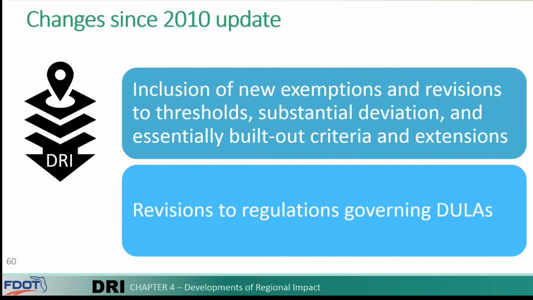There also, in 2012, in 380.06(19)(e)2.k, there was an addition to the list of changes that are not substantial deviations, and it states that changes which don't increase external peak hour trips and don't reduce open space areas are not substantial deviations. Anyway, the short answer is, well, we'll keep going. You'll see it.